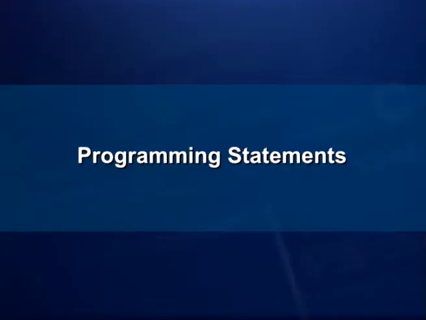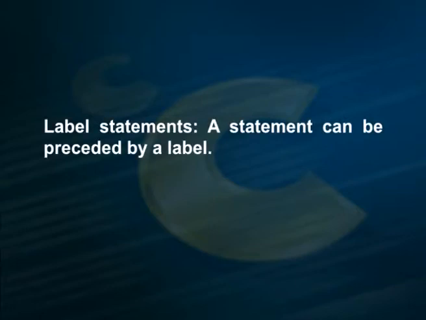Programming statements. Programming statements are the commands given to the computer that instruct the computer to do a specific action, such as display to the screen or collect input. A computer program is made up of a series of such statements. Label statements. A statement can be preceded by a label. For example, goto label. Here label shows the target of the goto statement.